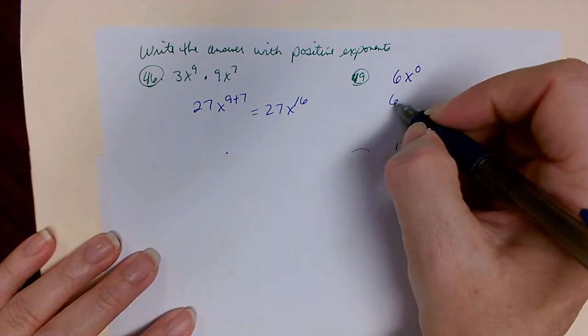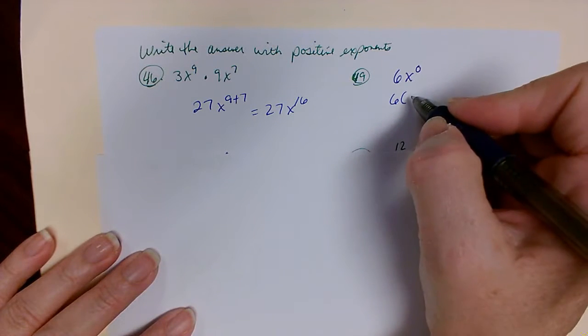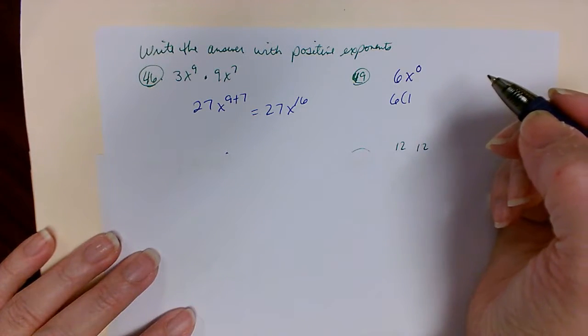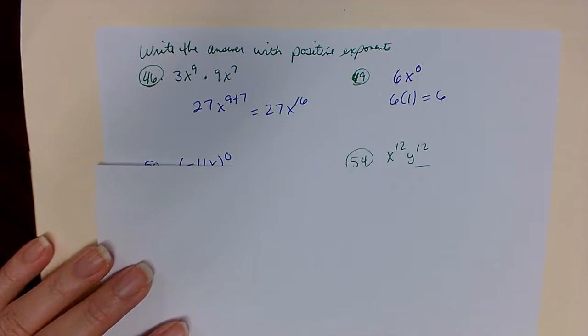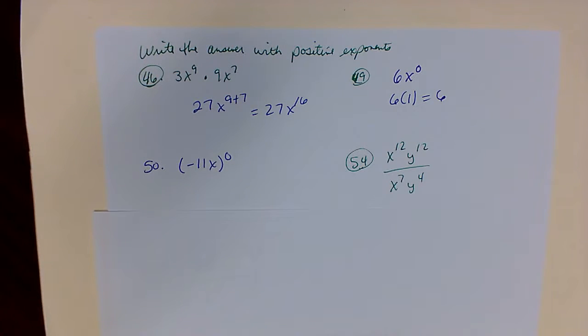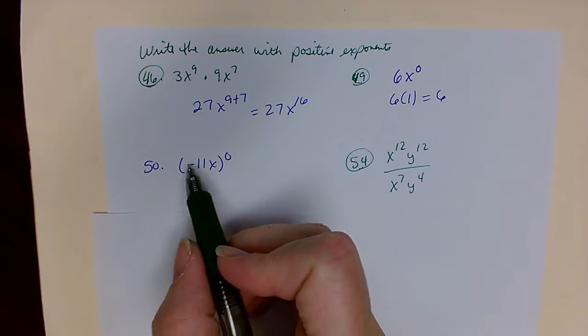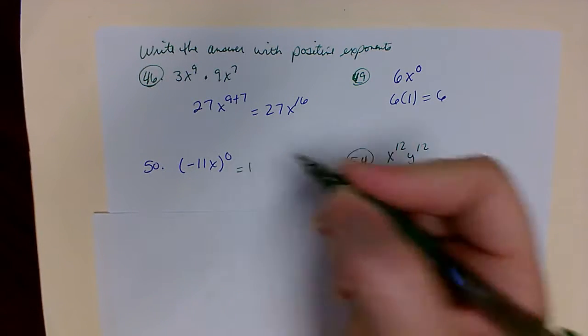Now, here we have 6 times x to the 0 is 1. Anything to the 0 power is 1. So 6 times 1 will get me 6. On our next term, the entire term is being raised to the 0 power, so this will just be 1.